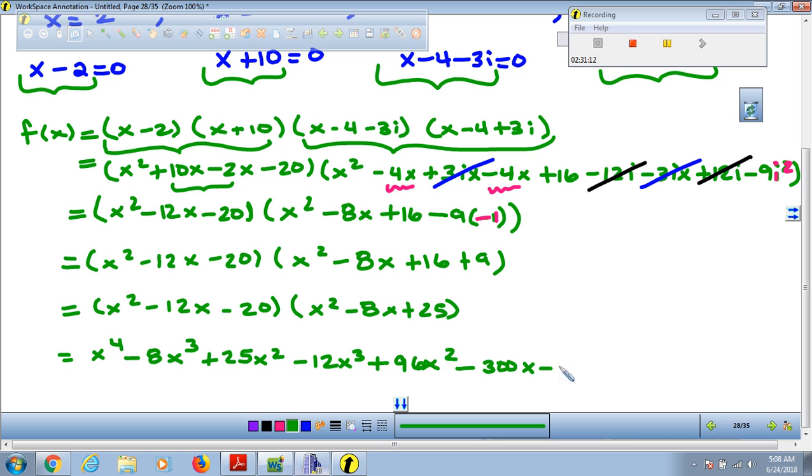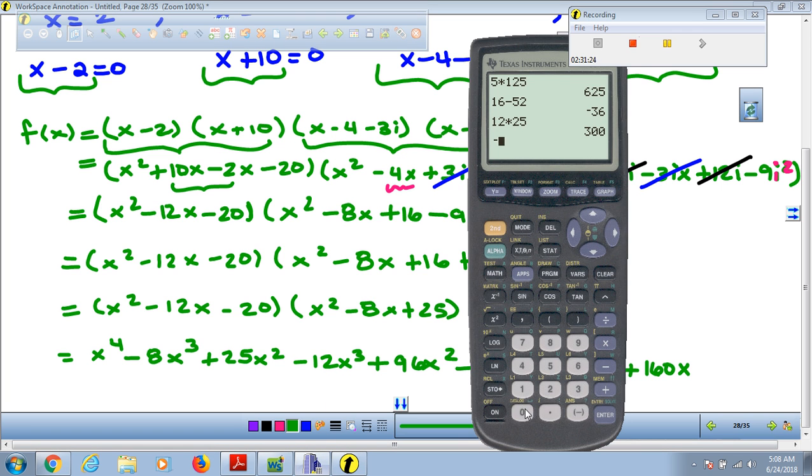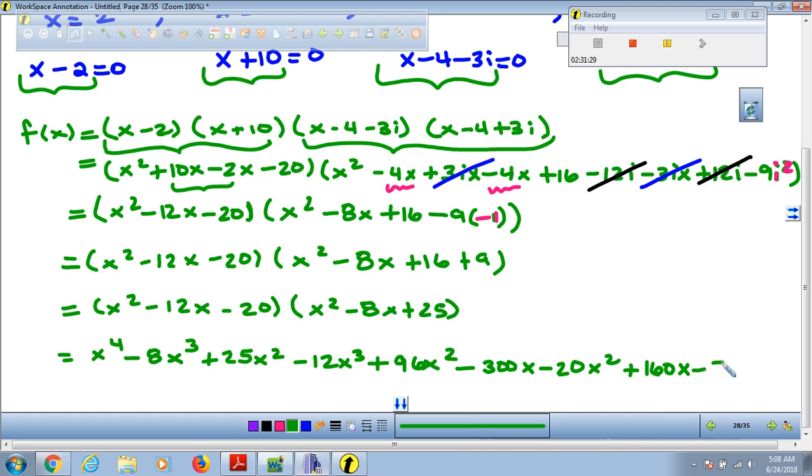Negative 20 times x squared, negative 20x squared, negative 20 times negative 8x, positive 160x. And negative 20 times 25, minus 500.